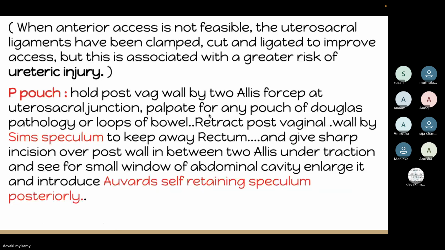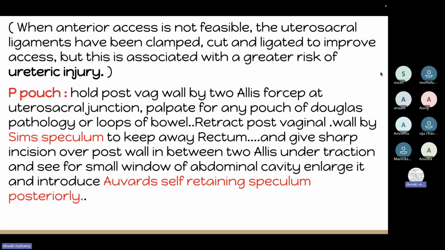Now, when anterior access is not feasible, the uterosacral ligament can be clamped first, and one can go from a posterior approach after opening the P pouch if you are finding it difficult. But while clamping a uterosacral ligament without opening the P pouch, there is still a high chance that the ureter might get injured. Now, how are you going to open this P pouch?